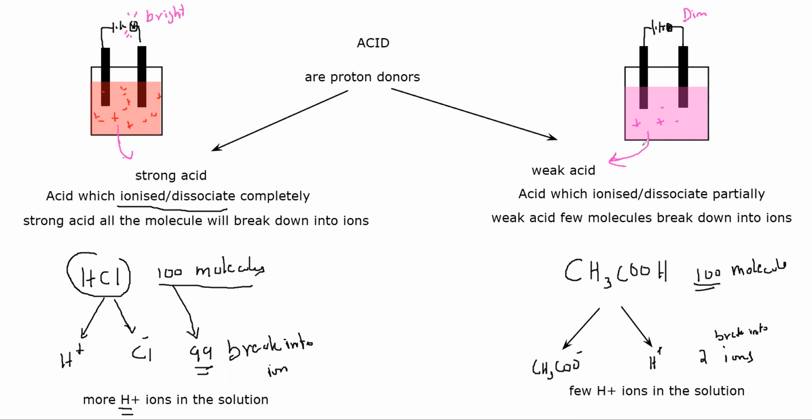So if a strong acid is there, it contains more ions. But you cannot see the ions. So practically, how can you find out it's a strong acid? What you will do is use electrolysis. If the brightness of the lamp is more, it means strong acid. If it is dim, it is a weak acid.